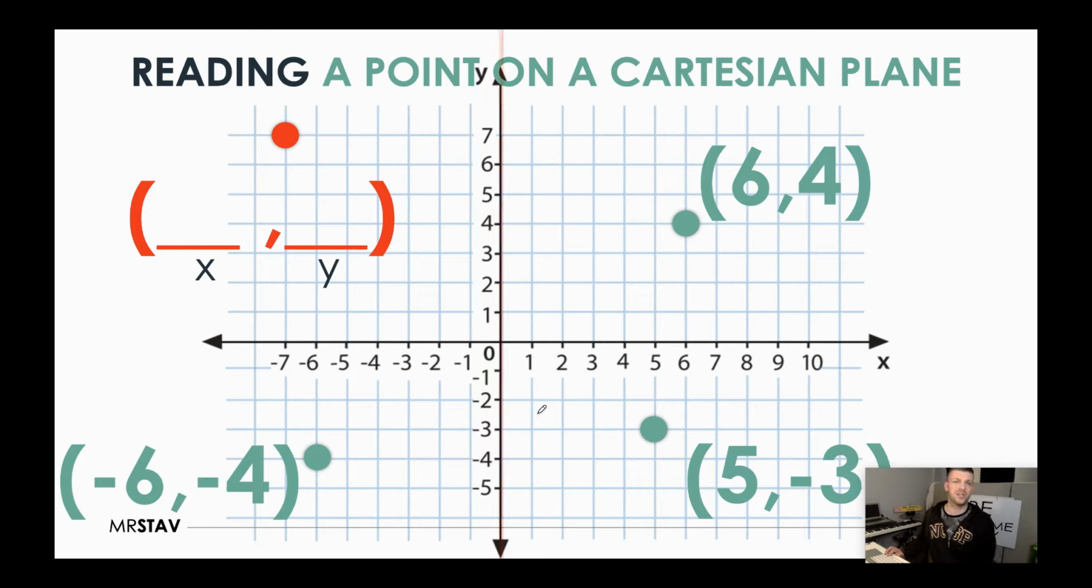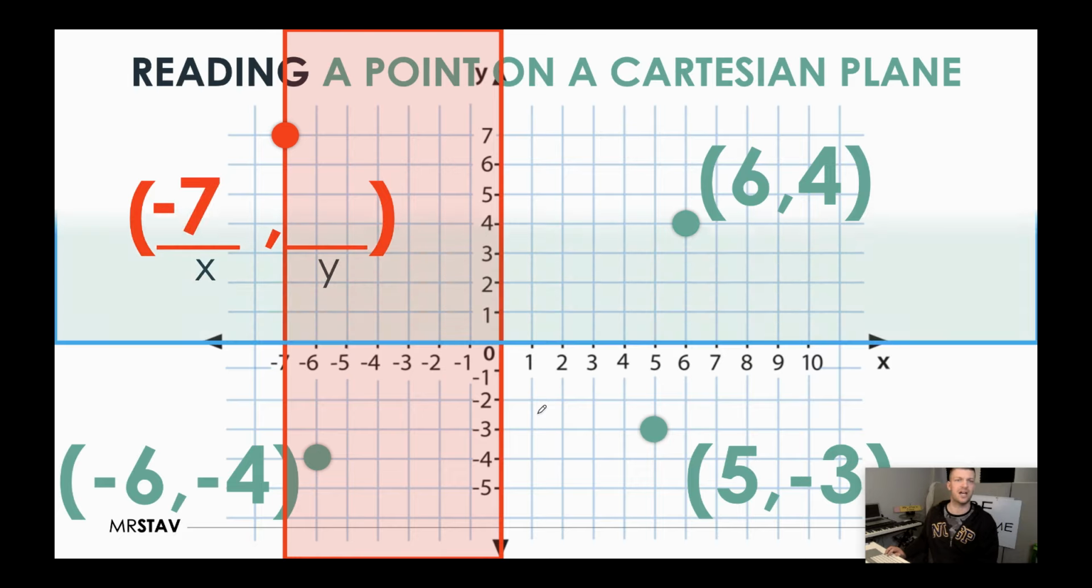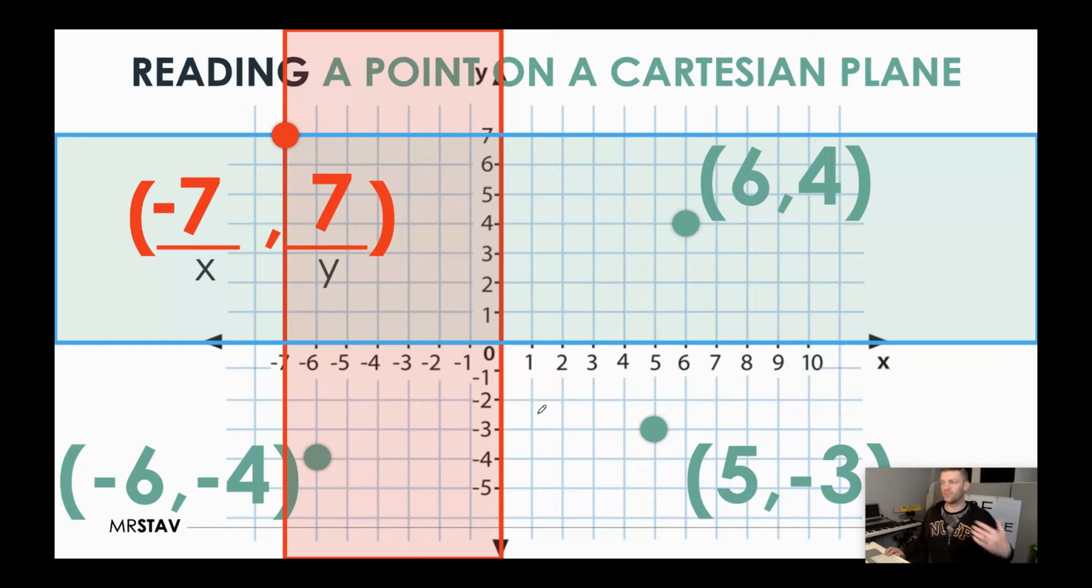Here's another example. Going in our x-axis first in the negative direction. So that's a negative 7. And then we're going up in the y. So we're going up 7. That is how we read a Cartesian plane.